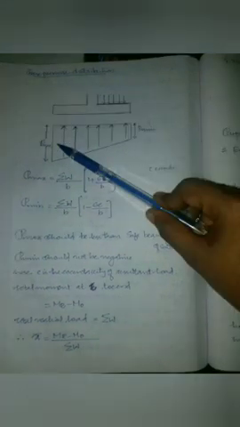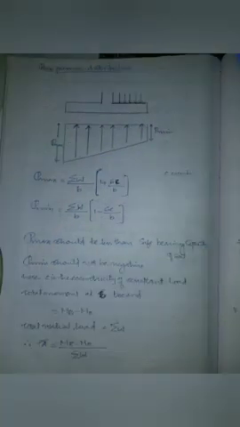The base pressure distribution. For the pressure distribution diagram, the smaller side is known as P minimum and the larger side is P max. The P max is equal to sigma W by B into 1 plus 6 E by B, and the magnitude of P minimum is equal to sigma W by B into 1 minus 6 E by B. The P max should be less than the safe bearing capacity of soil and P minimum should not be negative. Here, E is the eccentricity of the resultant load.